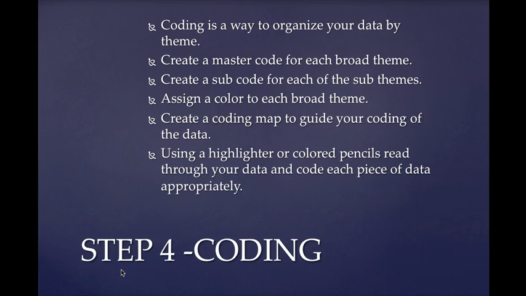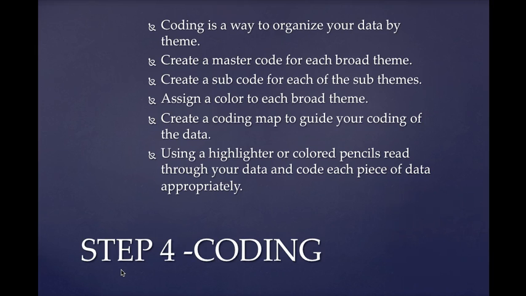So step 4 is coding. So coding is a way to organize your data by theme. Again, you'll create a master code for each broad theme, then create a subcode for each of the sub-themes. And here's the fun part. Get yourself a box of Crayola, okay? I happen to have Crayola markers, okay? You can use colored pencils, you can use a highlighter, and if you use your computer, you can use your highlight tool and give it a different color.